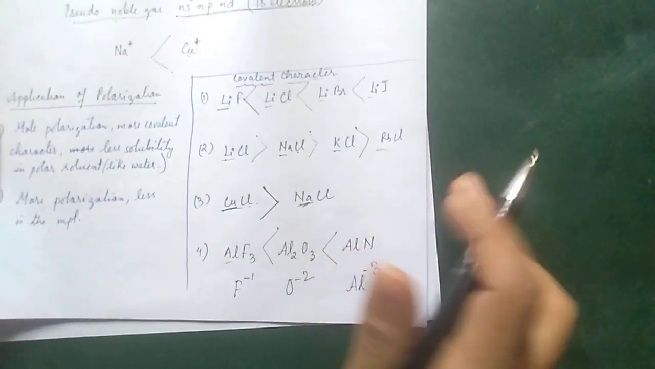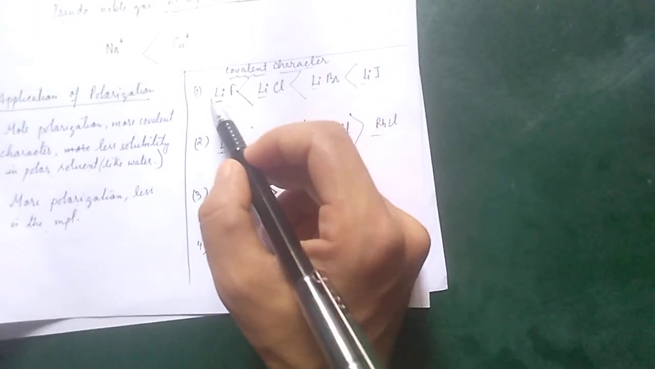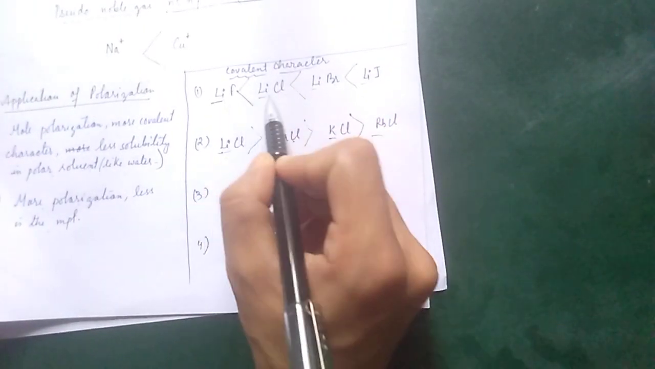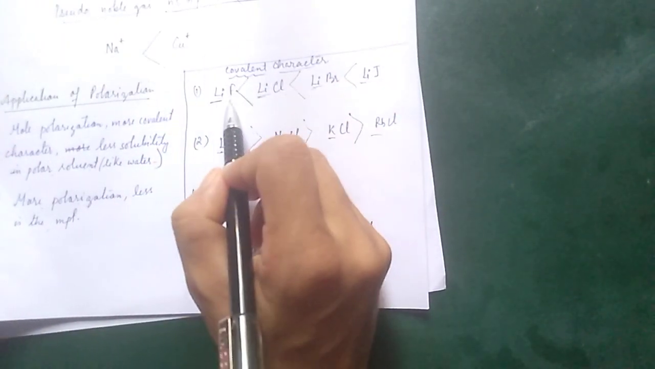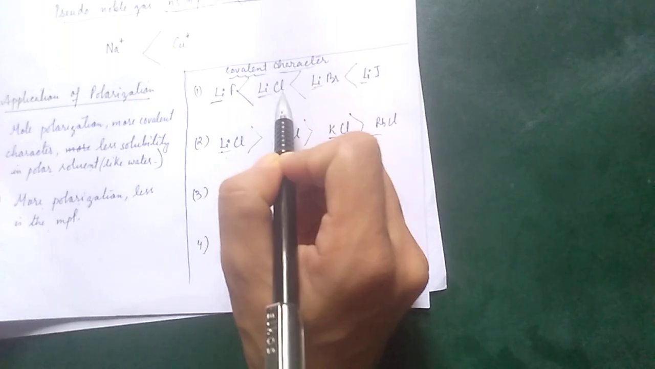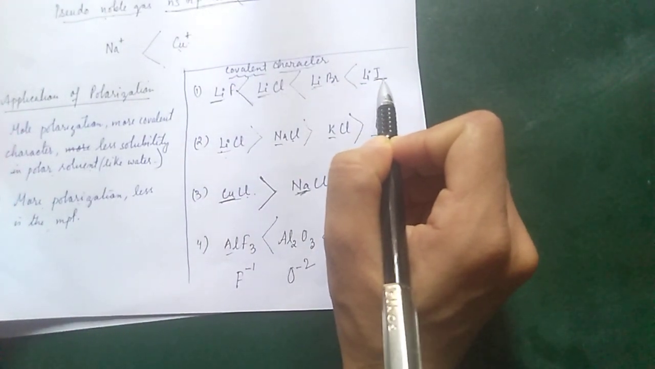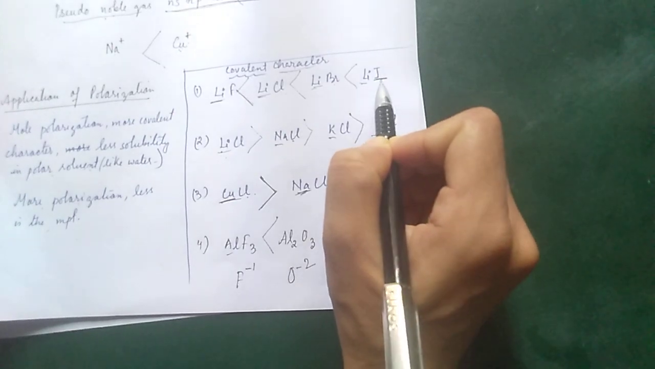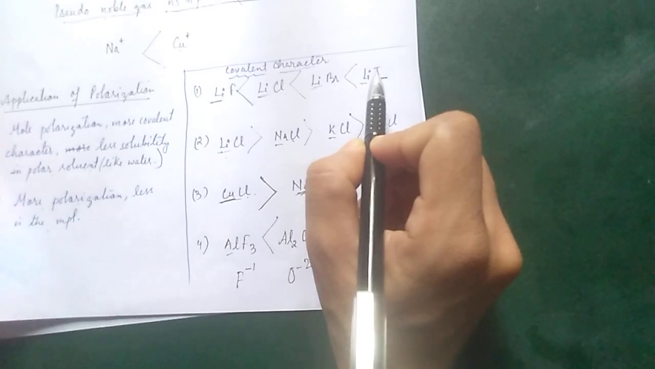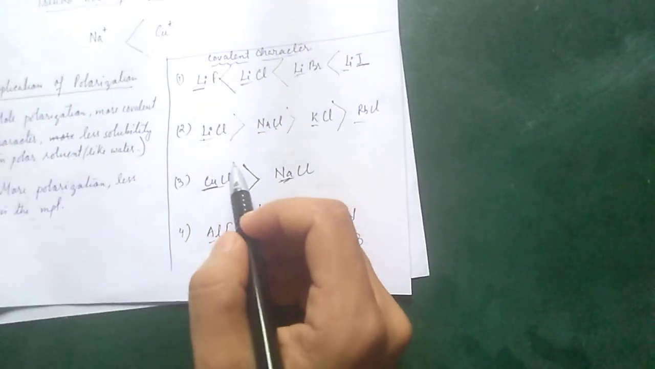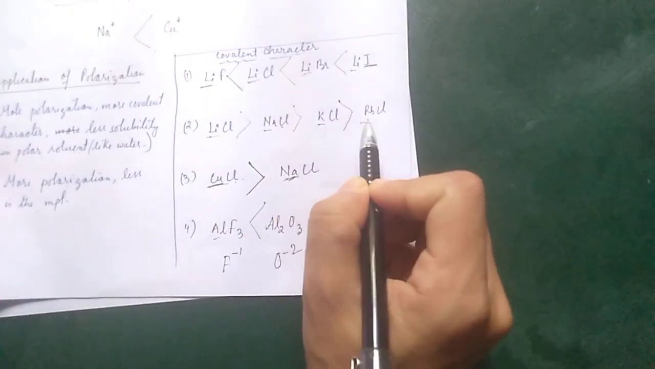Let us solve some questions here. For lithium and these metals, the cations are all the same, so let us consider the anion, which has the larger size. The anion should always have larger size to get polarized easily, so this will have more polarization and more covalent character. Again, let us take lithium, sodium, potassium and rubidium.